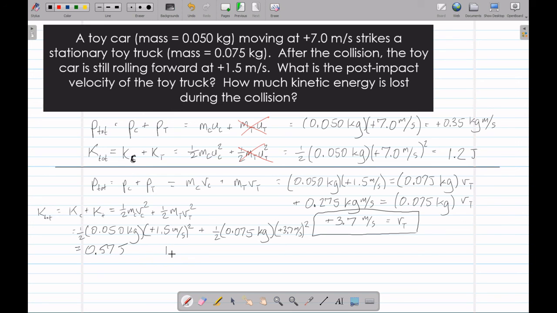The question asks us how much energy was actually lost. So we will take the initial amount of energy, we will subtract the final amount of energy, and then we will round our answer to one digit after the decimal, which is 0.6 joules. So after the collision, the truck is moving at positive 3.7 meters per second, and there have been 0.6 joules transformed into some other form of energy.